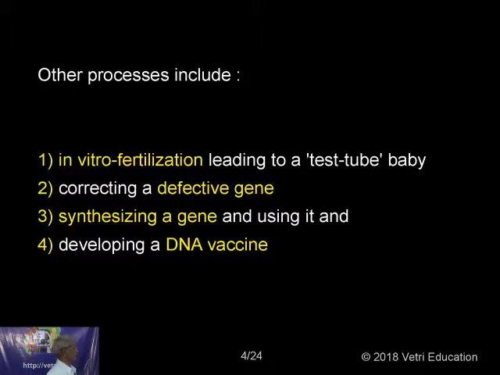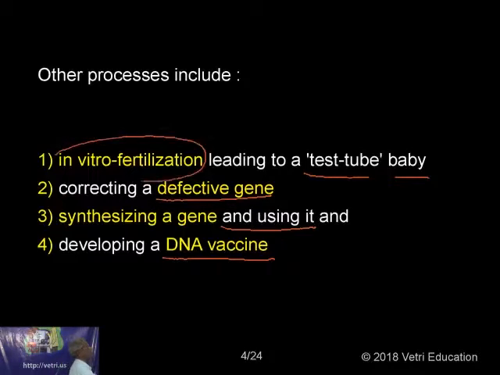Other processes include in vitro fertilization leading to a test tube baby, correction of a defective gene, synthesizing a gene and using it, and developing a DNA vaccine. So I am including four more areas in the process. One is in vitro fertilization. You may be wondering why in vitro fertilization, sir, you may be asking.